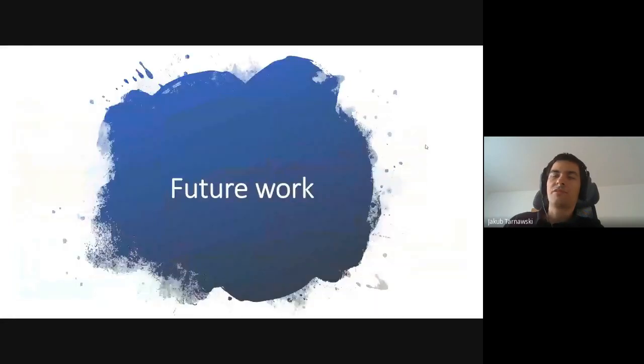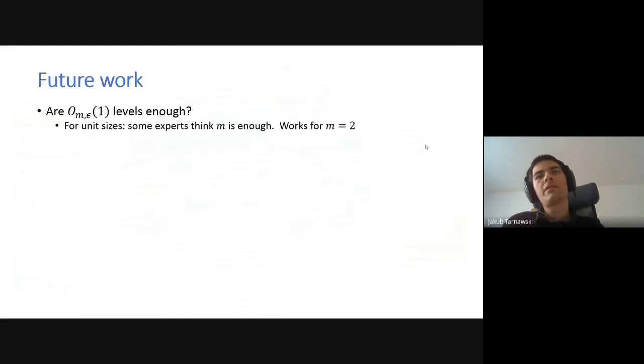Okay, so now some open problems. One of the main open questions is, is there a PTAS from this? So this was an almost quasi-PTAS or a quasi-PTAS. So is constant many levels enough? And for unit sizes, some experts think that actually m many levels is enough, which would give you an algorithm that runs in time n to the O of m. And this actually works for m equal to 2.